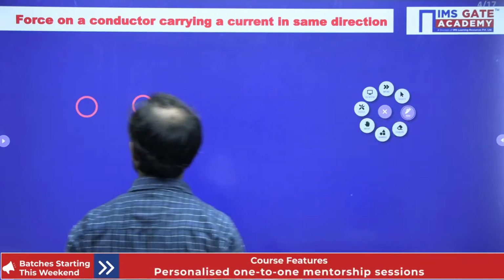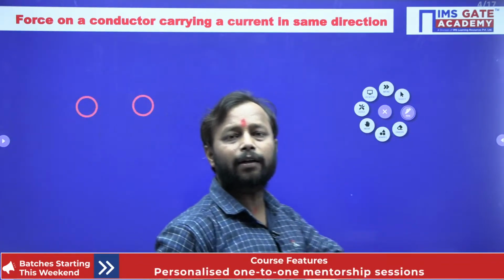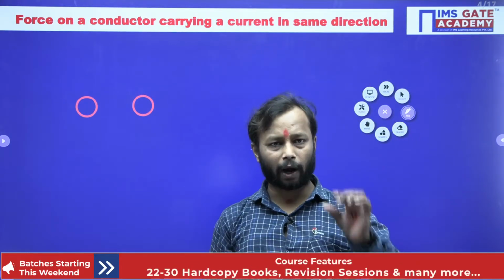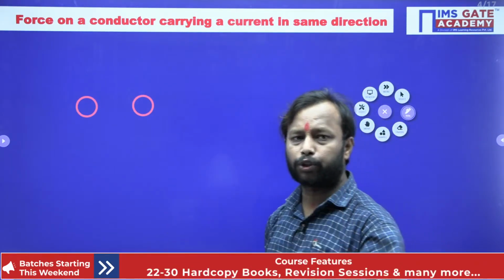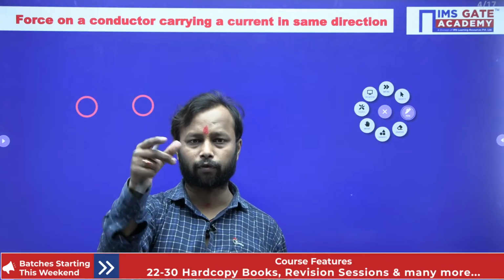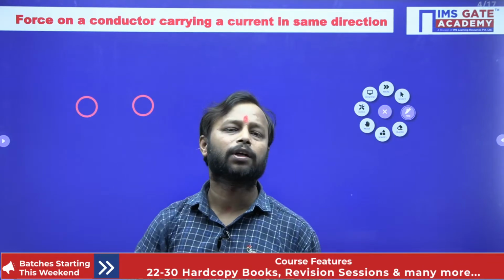Okay, so this is the conductor. I am not showing a complete one here. A conductor is basically having some length, so I am showing a small portion of that. If you are seeing the conductor from the cross-sectional area, it will be circular.